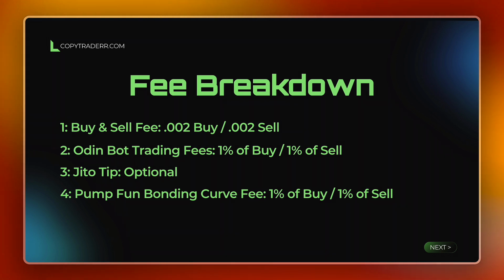So if you're buying with 0.1 Solana, that's 0.001 anytime you buy, and give or take 0.001 anytime you sell, depending on how much you are selling. If you double your money, then you're paying 0.002 when you sell.